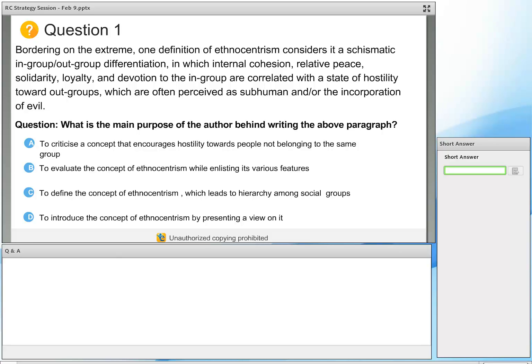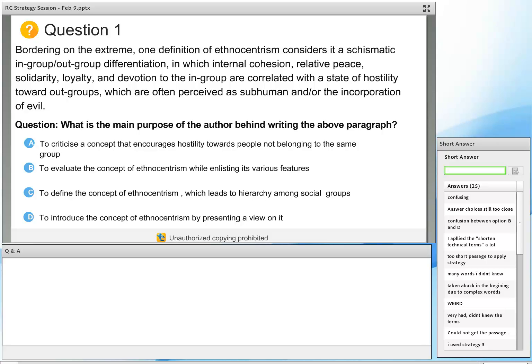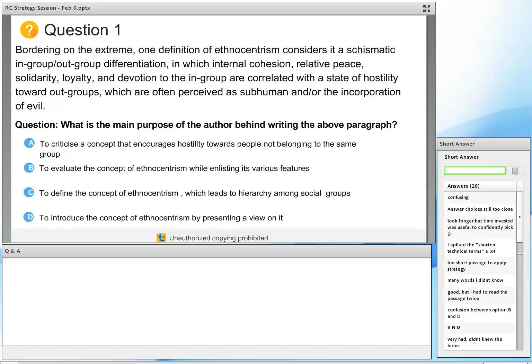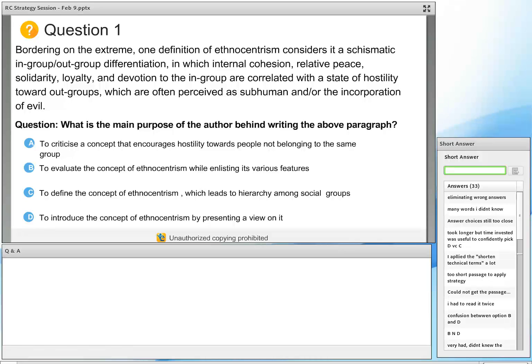First time, yeah, so confusion between options B and D. Okay, that's for solving the question, but I want to understand, how was it to apply the reading strategies? I applied short and technical terms a lot. Good. Too short a passage to apply strategies? Well, not really. I'm going to show you. Good, but I had to read the passage twice, and that's okay.